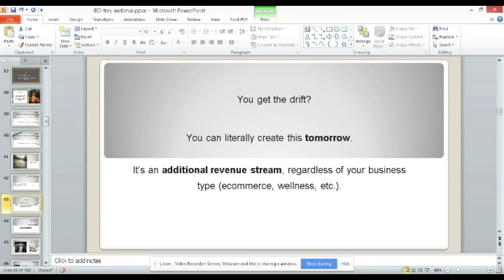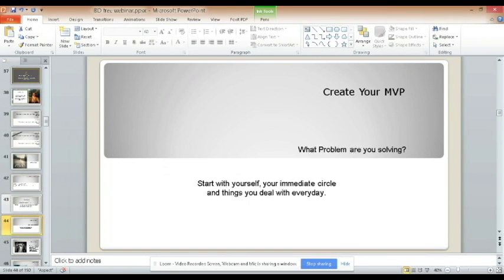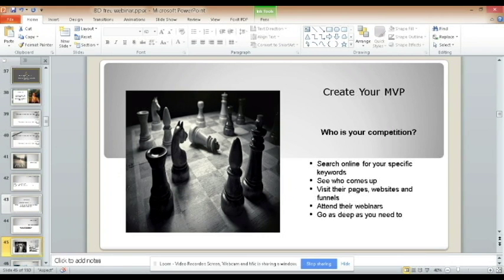You can literally create this tomorrow. The coaching is already inside of you, and the rest of the steps you already know. It's an additional revenue stream, regardless of your business type, e-commerce, wellness, taxes, it doesn't matter. Let's create your MVP. What problem are you solving? Start with yourself, your immediate circle, and the things that you deal with every day.